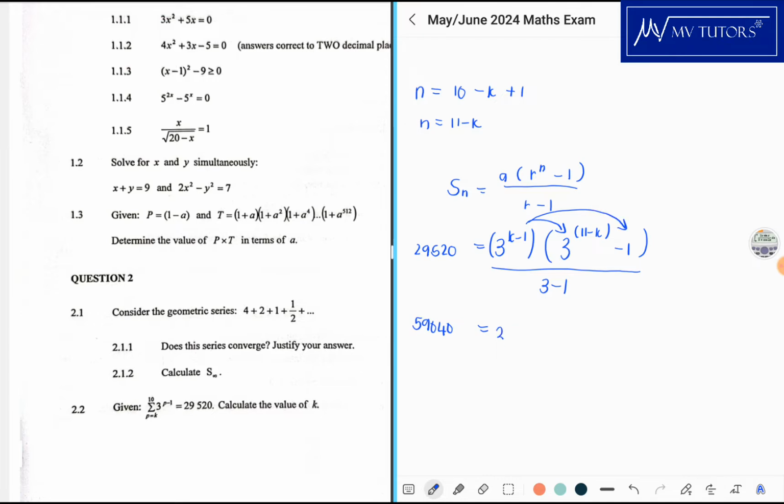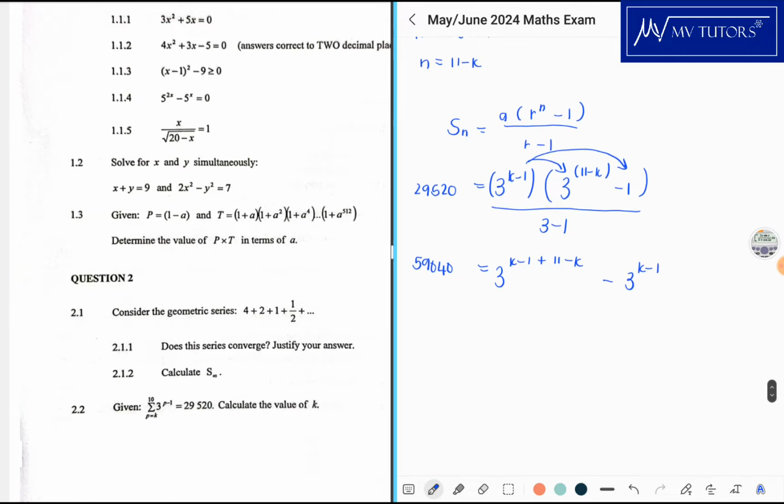Okay, so I have 3 to the power k minus 1 times 3 to the power 11 minus k. Remember, when we multiply and we have the same base, we're going to add the powers. So I have k minus 1 plus 11 minus k. And then there's a subtraction sign, and I have 3 to the power k minus 1. Let's see where this leads us. So we have 3. Now k minus k, so that's fine. And then minus 1 plus 11, that's 10. And then minus 3 to the power k minus 1.